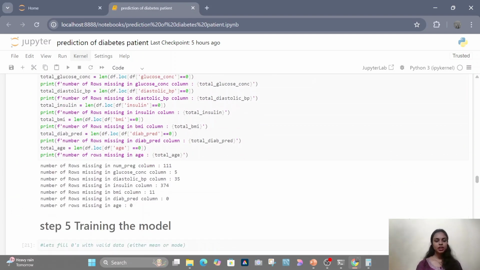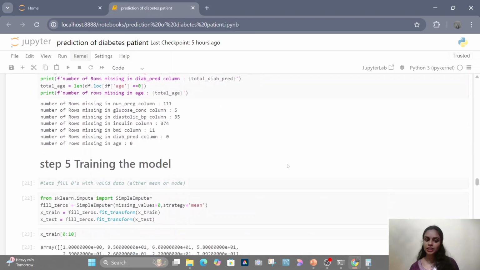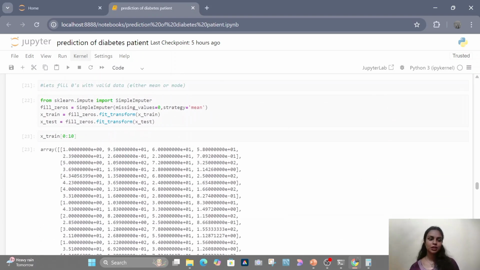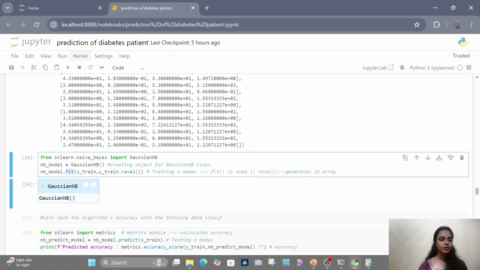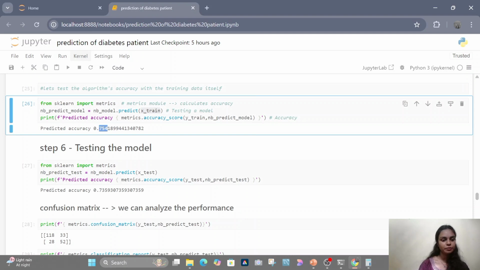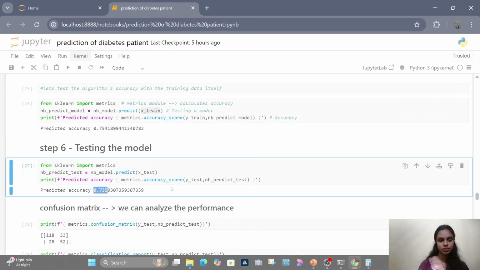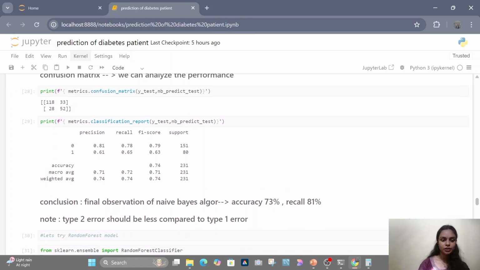Next, I'm checking whether the data has invalid data or not. What is invalid data? Whether it has zeros or not. If it has zeros, using the SimpleImputer class imported from the scikit-learn module, I'll be converting zeros to the mean. So now let's train the model. For training the model, we'll be using the fit function, and the first algorithm I have used is Gaussian naive Bayes. We got the accuracy as 75 percent in training, and in testing we got 73 percent. Similarly, we'll be using other algorithms as well.